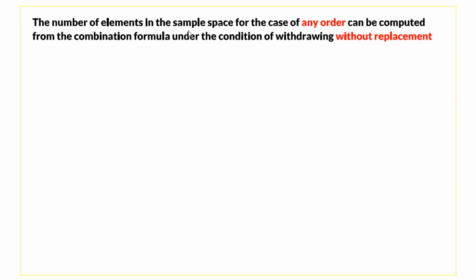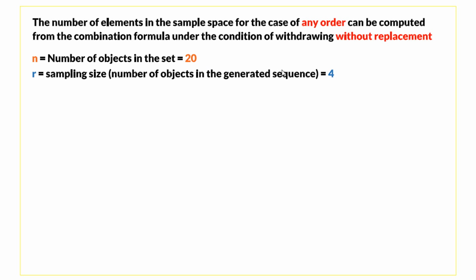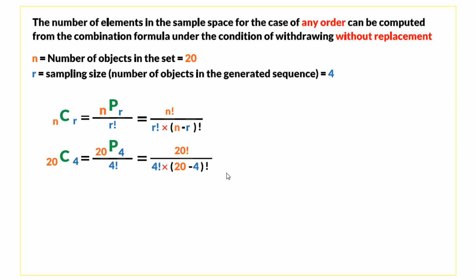The number of elements in the sample space for the case of any order can be computed from the combination formula under the condition of withdrawing without replacement. So we have 20 objects and we are sampling 4 objects out of them. So we use the combination formula and we substitute n by 20 and r by 4 and we get 4,845 possible outcomes of unordered elements or unordered sampling.